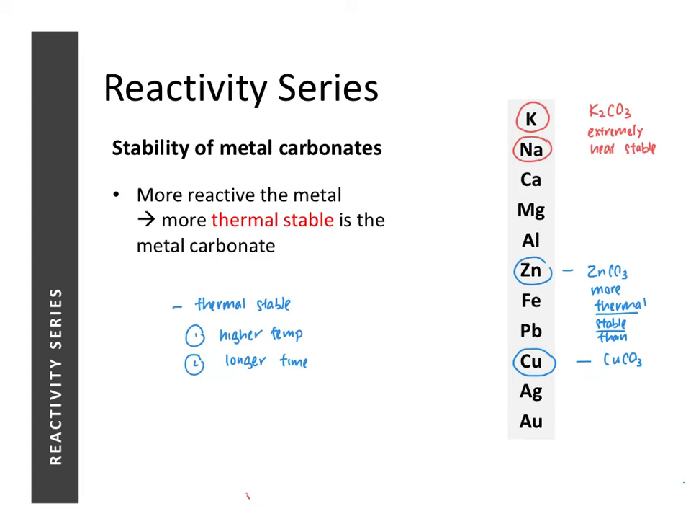So it's not quite possible for us to explain why using the concepts within O level. Okay, so again, there's no need for you to know why, but within the O level syllabus, you need to know that the more reactive the metal, the more thermostable is the metal carbonate. And so what? If it's more thermostable, you will need a higher temperature to decompose it, or it will take a longer time for you to decompose it.